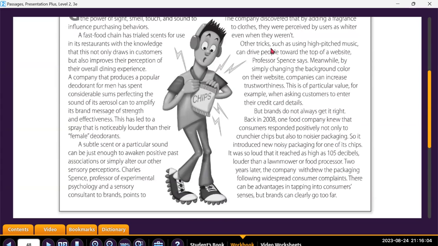Volunteer to continue. Other tricks? Me, teacher. You can listen. Yes, I can hear you very well. Other tricks, such as using high pitched music, can drive people toward the top of a website. Professor Spence says, meanwhile, by simply changing the background color on their website, companies can increase trustworthiness. Trustworthiness. You did it well. Trustworthiness. This is of particular value, for example, when asking customers to enter their credit card details. But brands do not always get it right.